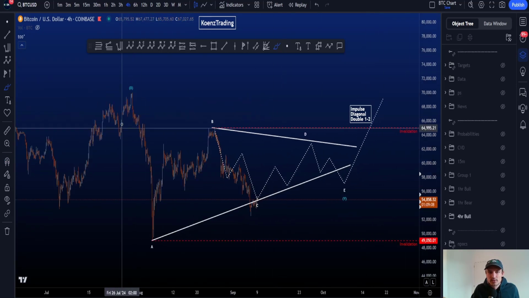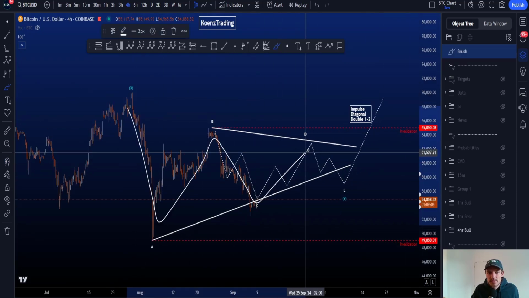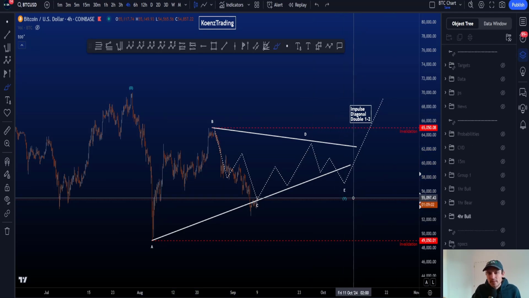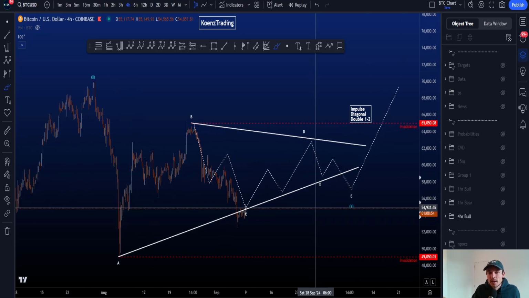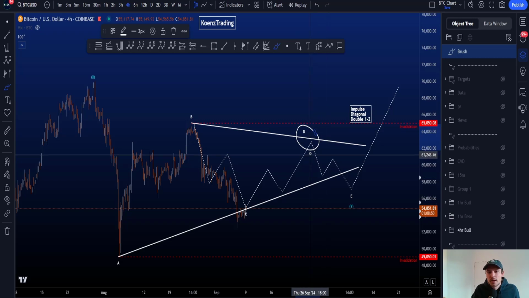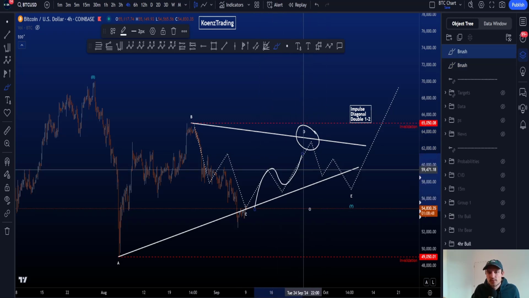In this case, you then have a wave A, B, C, D, E. However, a triangle in a wave Y is the rarest structure. Most common is a zigzag or a flat. And also here, if we look for a triangle, then preferably you wait for wave D to be in to confirm wave D as a 3-wave structure.